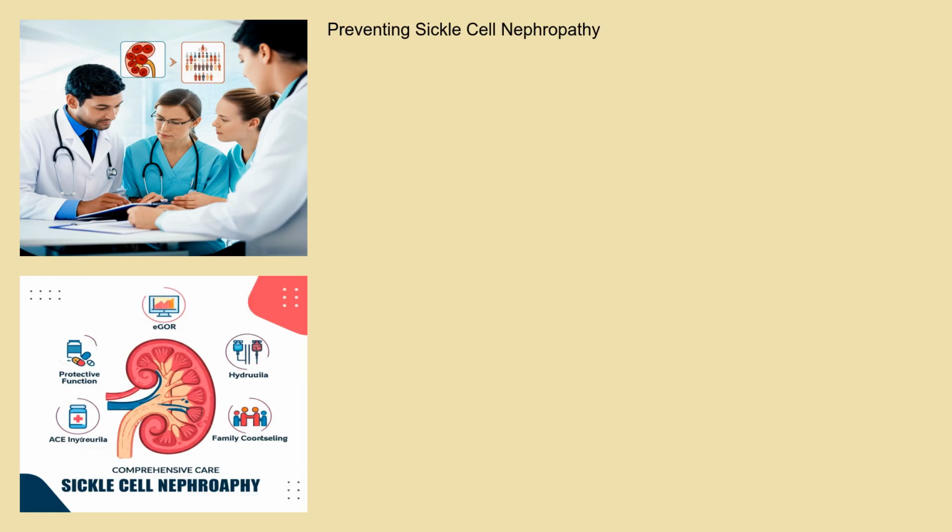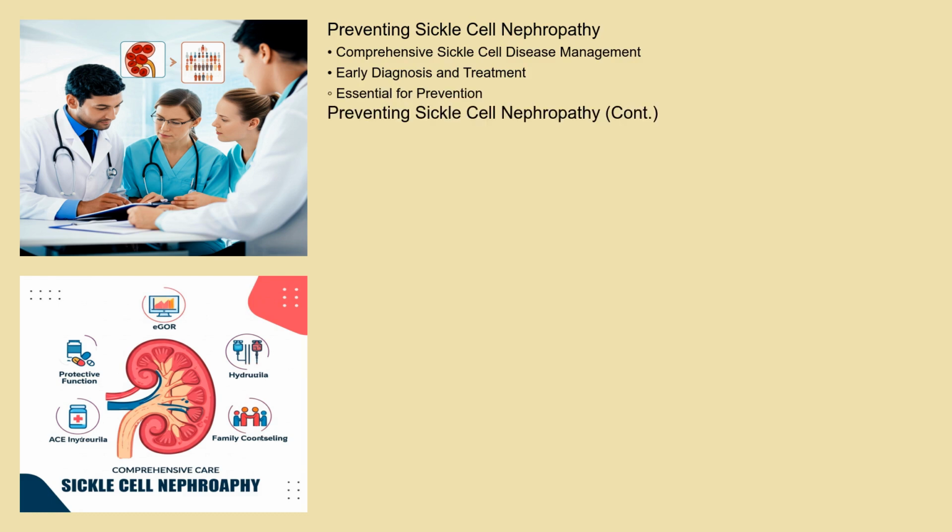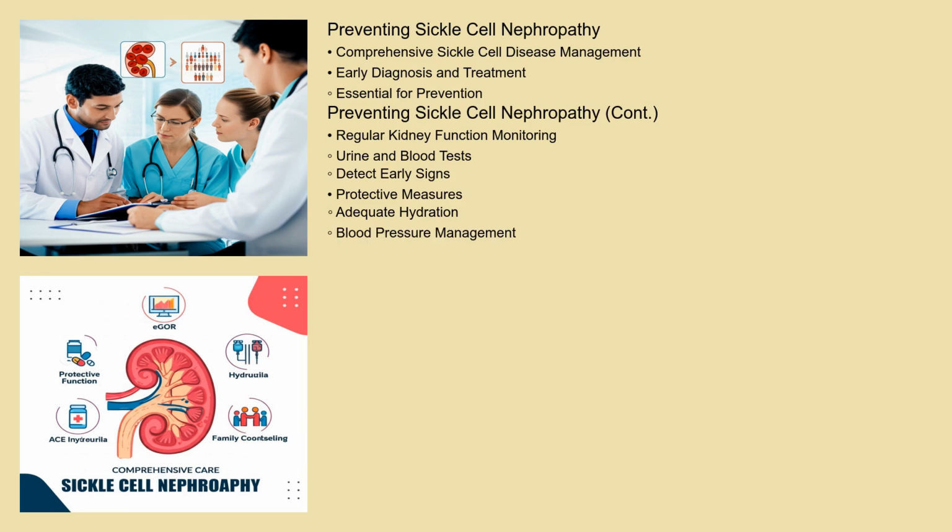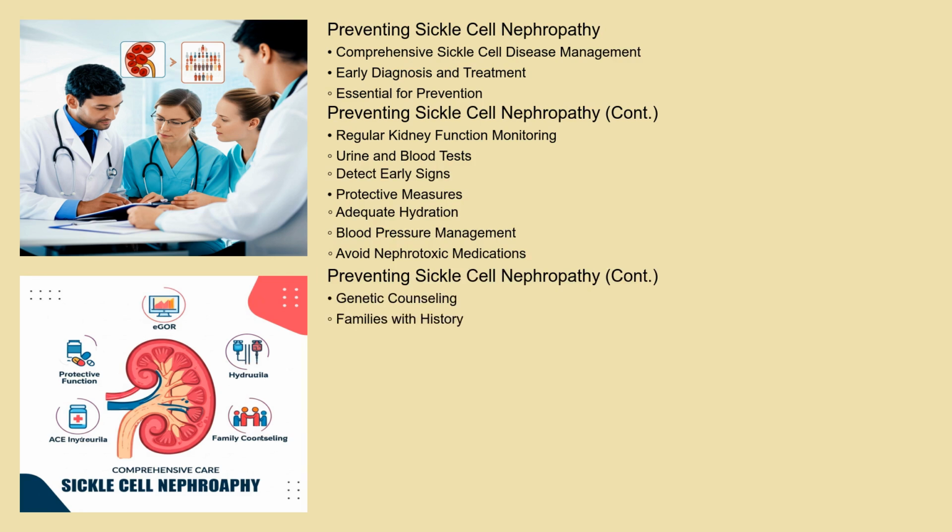Preventing sickle cell nephropathy involves comprehensive management of sickle cell disease. Early diagnosis and treatment of sickle cell disease are essential. Regular monitoring of kidney function through urine and blood tests is crucial to detect early signs of nephropathy. Maintaining adequate hydration, managing blood pressure, and avoiding nephrotoxic medications can help protect the kidneys. Genetic counseling for families with a history of sickle cell disease can help prevent future cases.